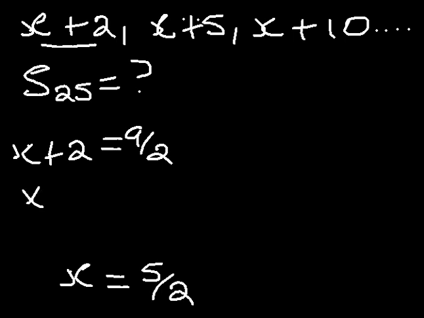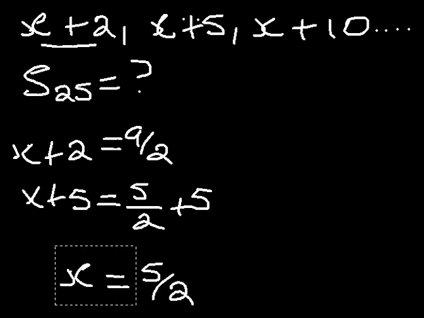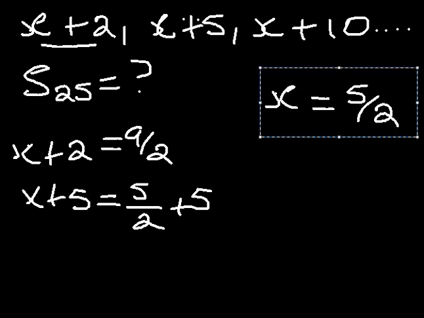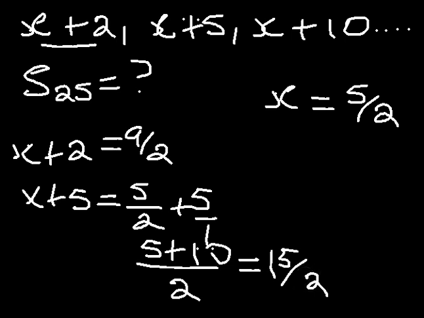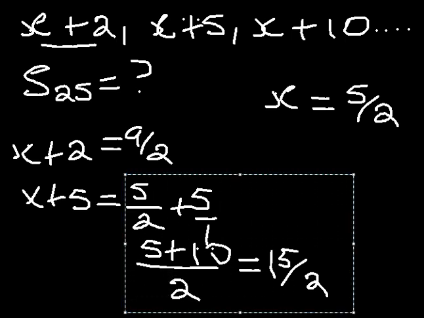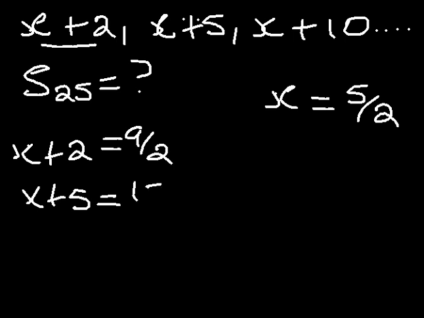Then also we have x plus 5. This is the same as 5 over 2 plus 5. Now what is that? Here we have 2, which will be given as 10 here, plus 5, and that is the same as 15 over 2. So this is 15 over 2.